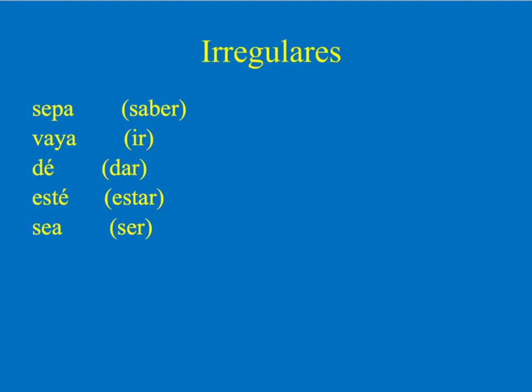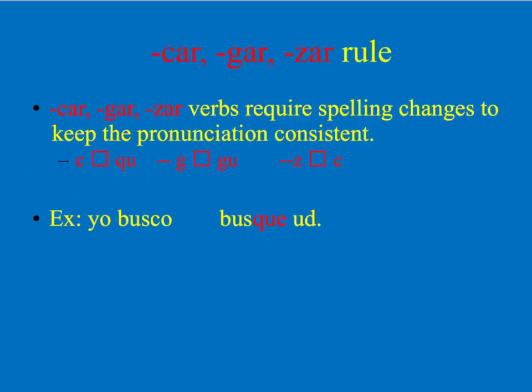The irregulars, just like the negative tú, we have saber, ir, dar, estar, and ser. So sepa, vaya, dé with an accent, esté with an accent, and sea. Then the car-gar-zar rule, just like negative tú. Car, gar, zar verbs have to change C to QU, G to GU, and Z to C. So an example: buscar would be busque.